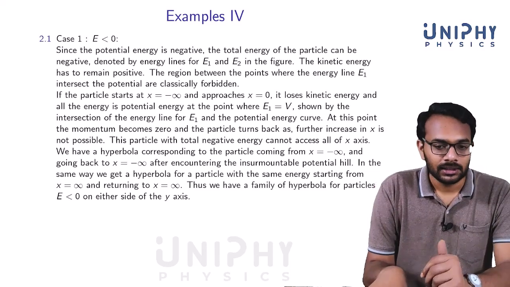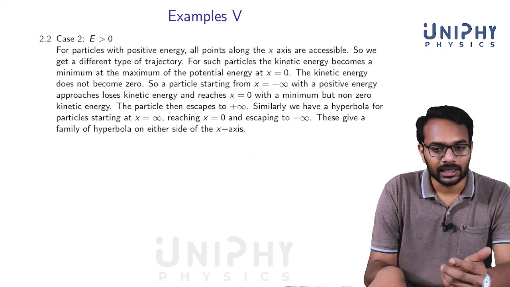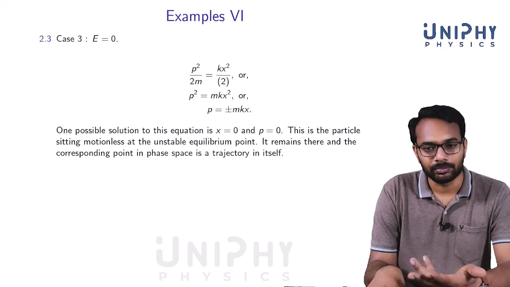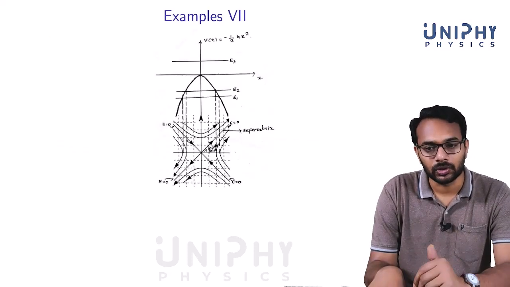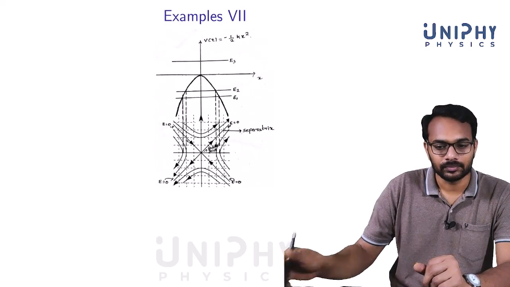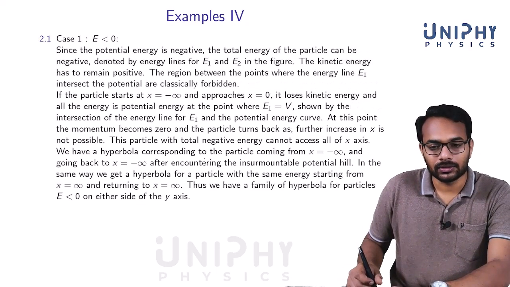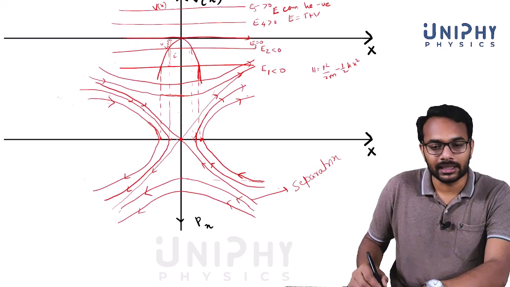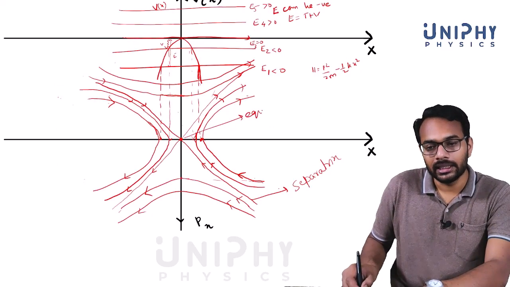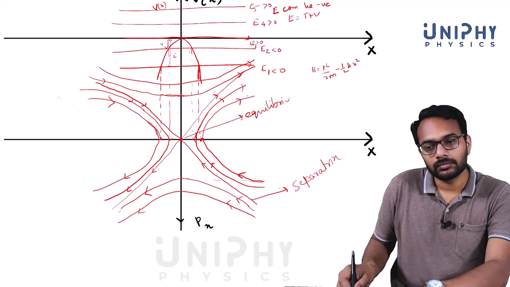I have given E less than 0, E greater than 0, and E equal to 0 separately. I just wanted to show how to draw it. The figure looks something like this. And this point, as I said earlier, is also called the equilibrium point or saddle point.